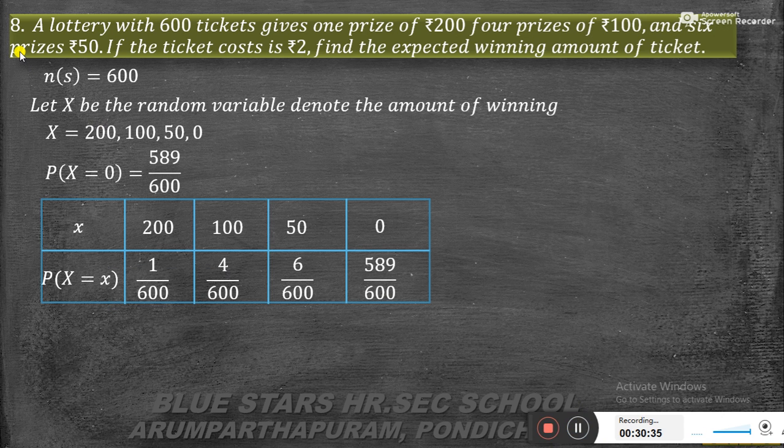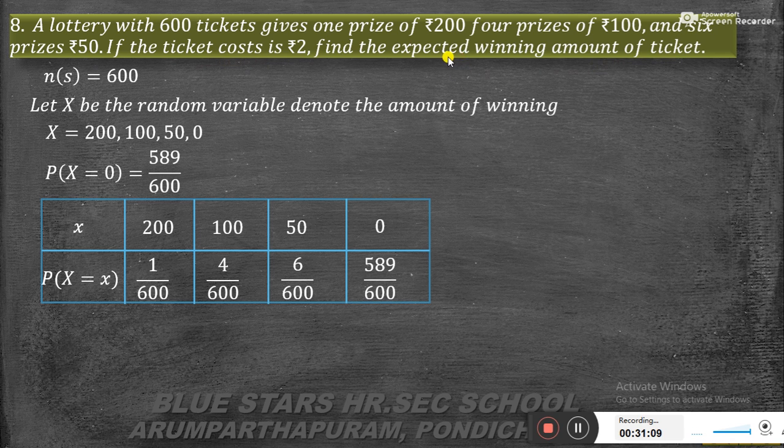So you see here the 8th problem: a lottery with 600 tickets gives one prize of rupees 200, 4 prizes of rupees 100 and 6 prizes of rupees 50. If the ticket cost is rupees 2, find the expected winning amount of a ticket.